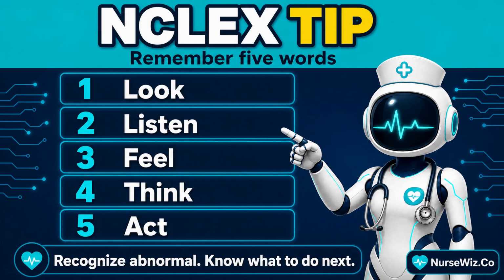Think about what your findings mean together. One abnormal number is data. Several abnormal findings pointing the same direction is a picture. Then, act on the finding that threatens your patient first.